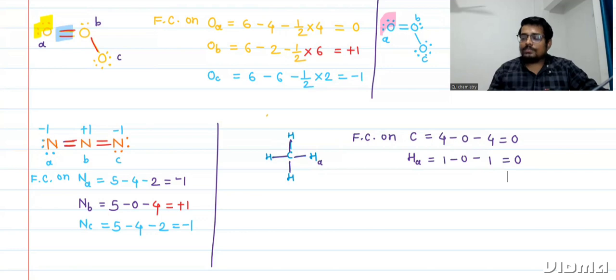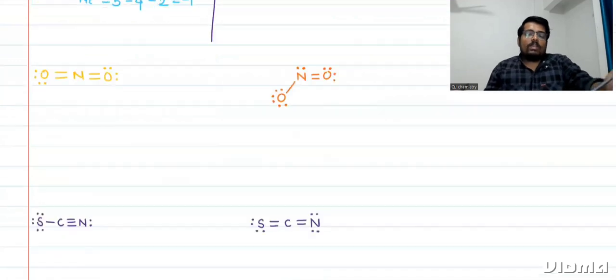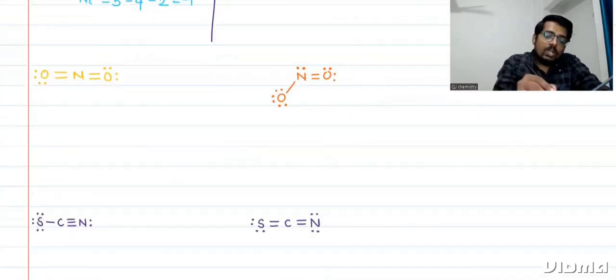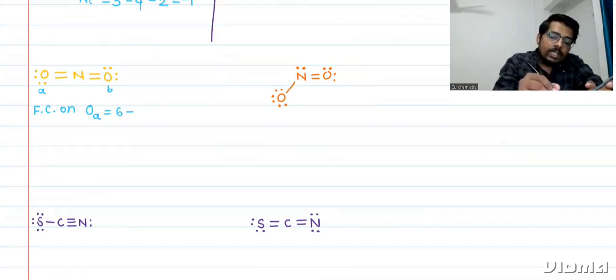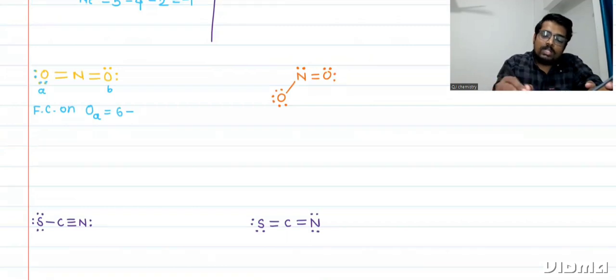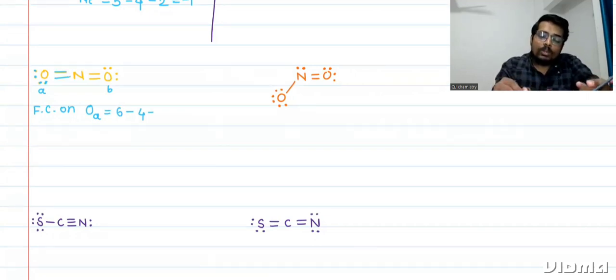Next example. In the next example, the formal charge on oxygen A is equal to the number of electrons in the valence shell of oxygen, which is 6, minus how many dots are there in total on oxygen A? Total 4 dots, right? So 6 minus 4 minus how many lines, or how many covalent bonds, are associated with oxygen A? Total 2 covalent bonds. So the formal charge on oxygen A is equal to 0.